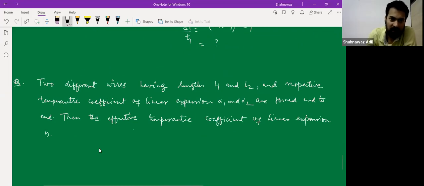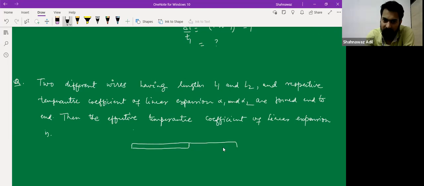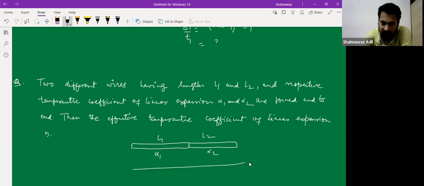Okay, so two wires having different lengths. So this was one wire, right? And this was the second wire. And this is L1 and this is L2. And respective temperature coefficients are alpha 1 and alpha 2, right? And they are joined end to end. And then we have to find the effective temperature coefficient of linear expansion. Let's say we gave it some rise in temperature, right? And then it expanded, right? So we have to find what would be the alpha prime, which is the effective coefficient of expansion, right?